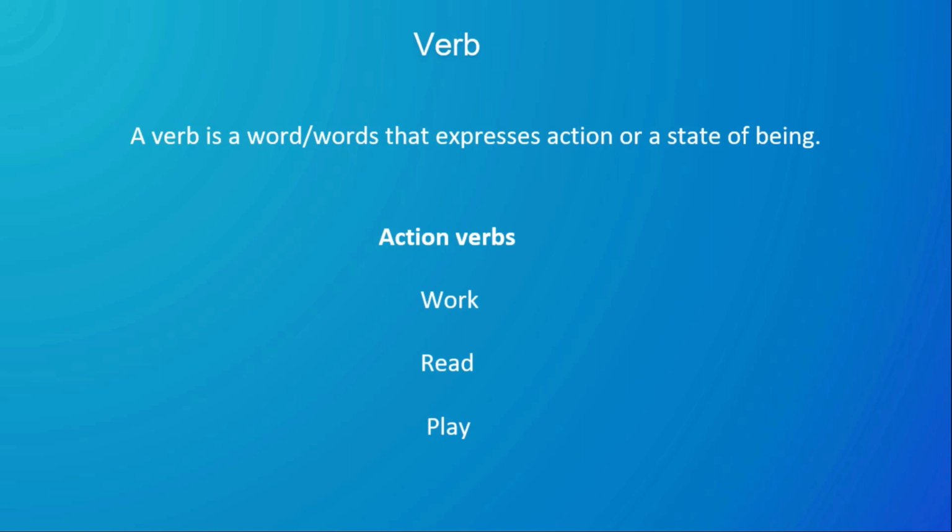Now have a look at these sentences. I worked till 7 p.m. on weekdays. In this sentence, the word worked is a verb. I read many self-improvement books. In this sentence, the word read is the verb. I play chess on weekends. In this sentence, play is the verb.